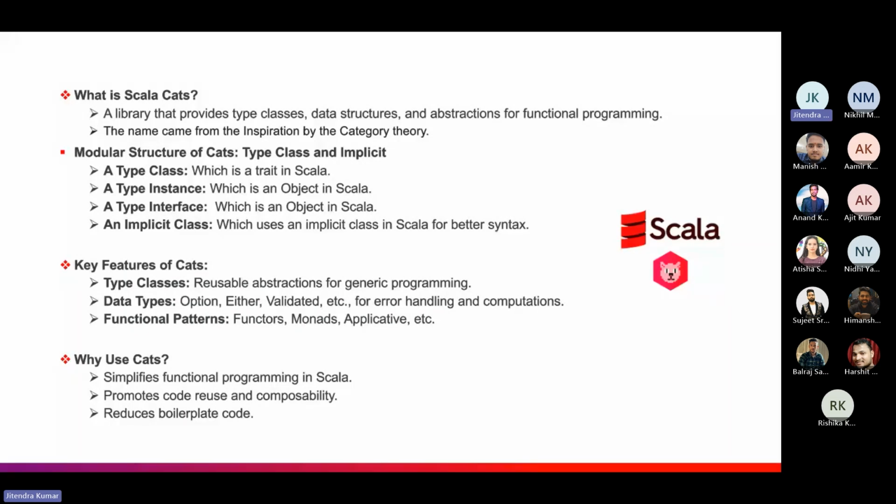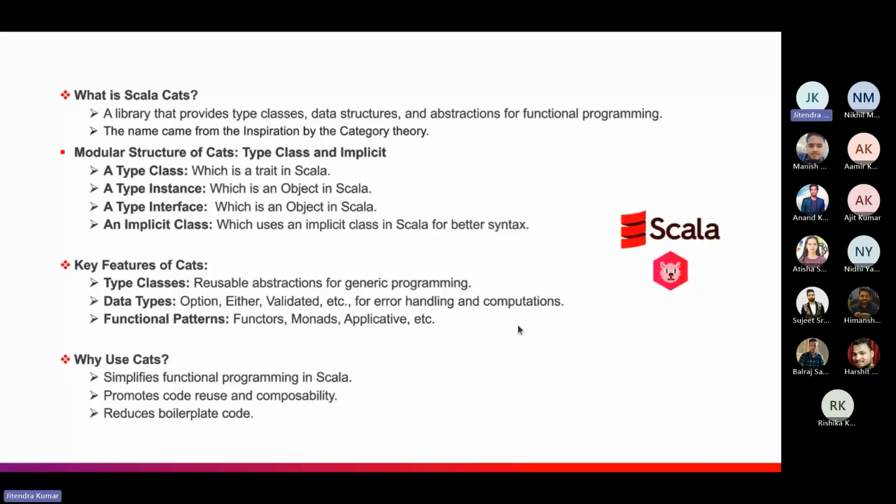So Cats is written using a modular structure, and the modular structure is based upon two things: the type class and the implicits. And what are type classes, what are type instances, what is type inference? We will be looking deep into these in the session. A type class is basically a trait in Scala, and a type instance is an object. Type interface is also an object. An implicit class is basically used for getting better syntax. We'll have a look into the code, how we use these things.